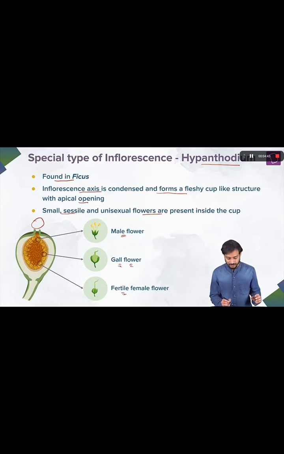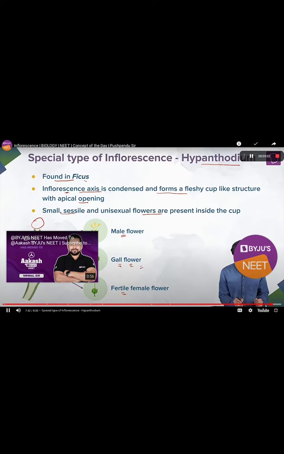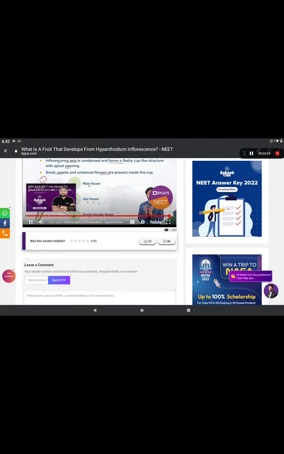It has a short style. And later they become a mass of pulpy tissue of the plant. So they turn pulpy. Example is Ficus. So here, what happens? The inflorescence axis is condensed and forms a fleshy cup.